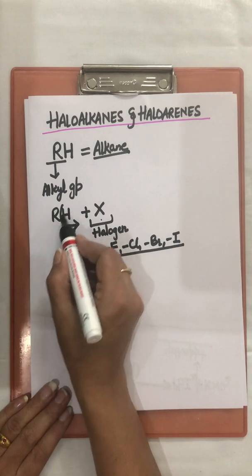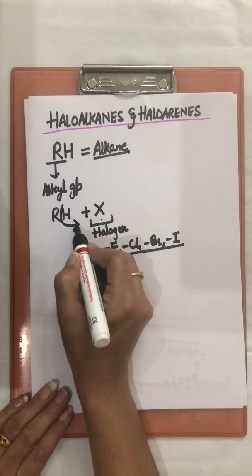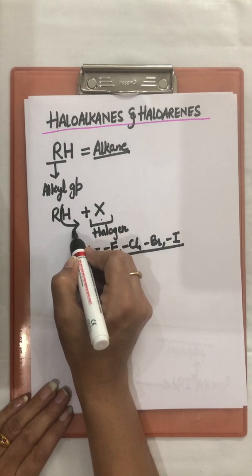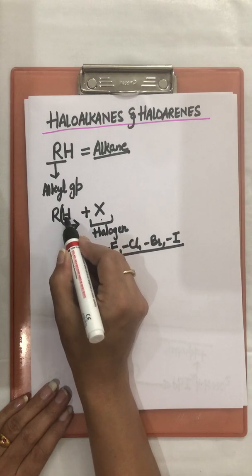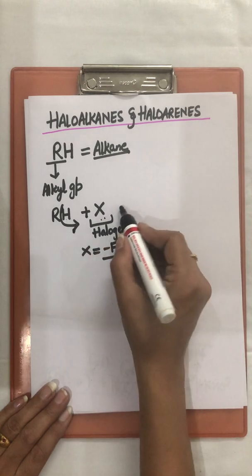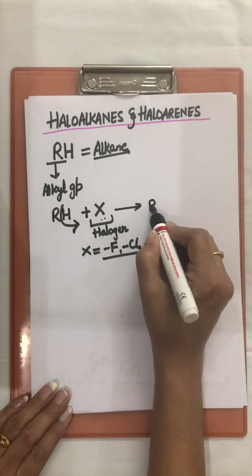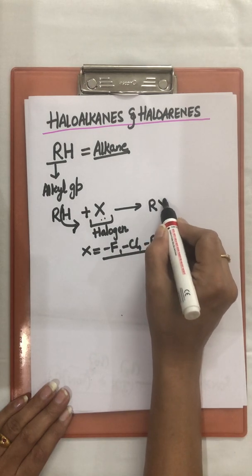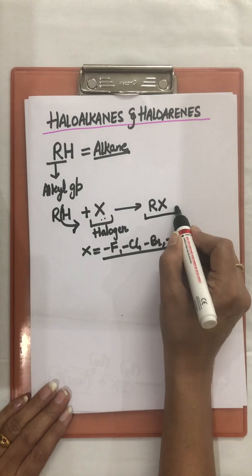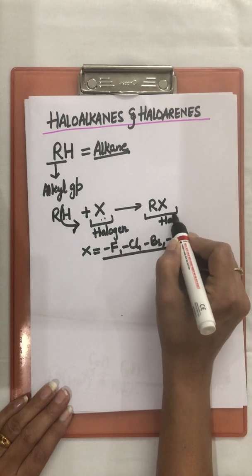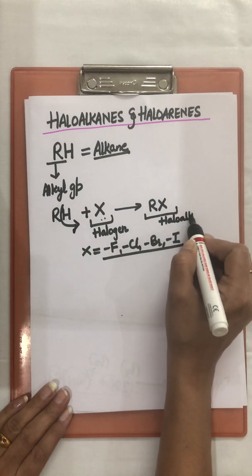So in an alkane, if we remove one or more than one hydrogen atom and substitute that by the halogen atom, H is removed and in place of H, X is coming. This compound is called a haloalkane.